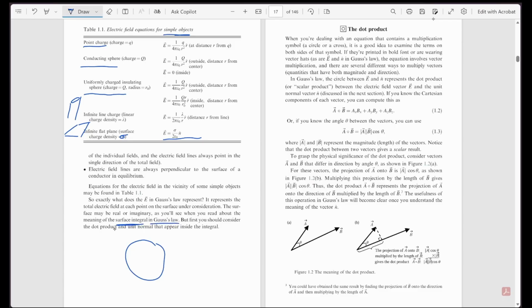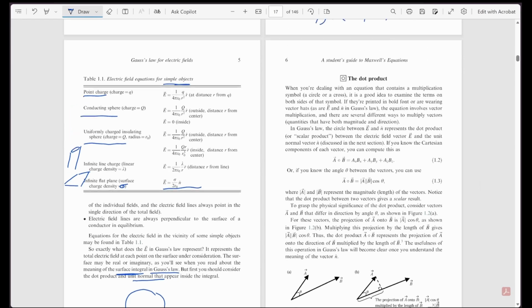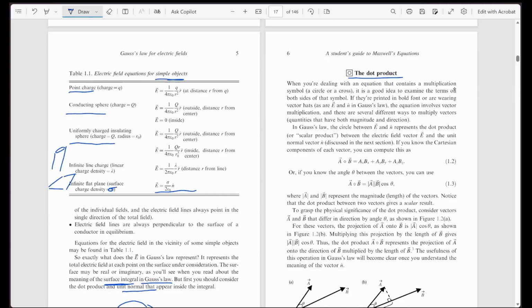But first, you should consider the dot product and unit normal that appear inside the integral. So this book just covers everything. We'll go through everything and talk about the basics. First, it starts with the dot product. When you're dealing with an equation that contains a multiplication symbol, a circle, or a cross, it's a good idea to examine the terms on both sides of the symbol. If they're printed in bold font or wearing a vector hat, they are vectors. Here is just a normal scalar x, but if it were bold, you'd know it's a vector.